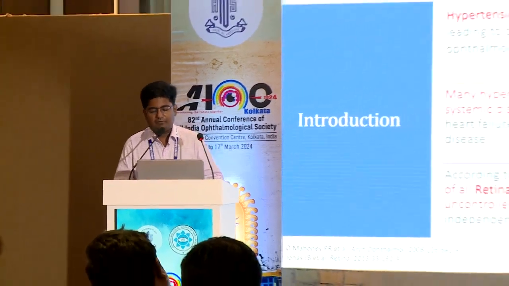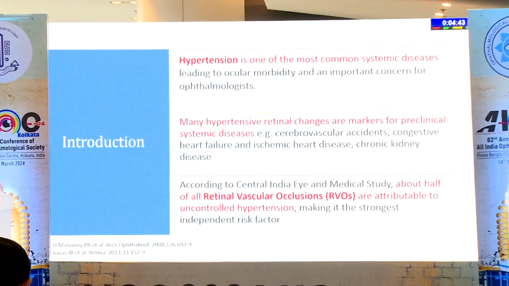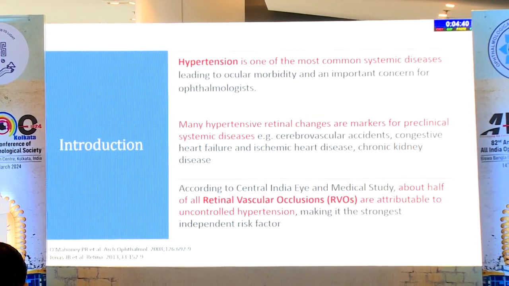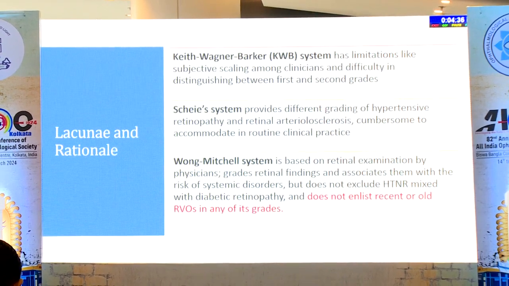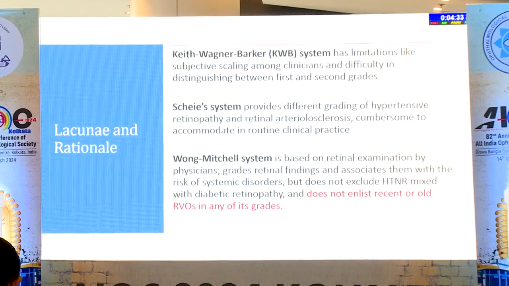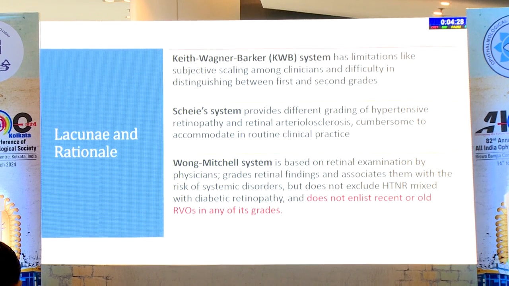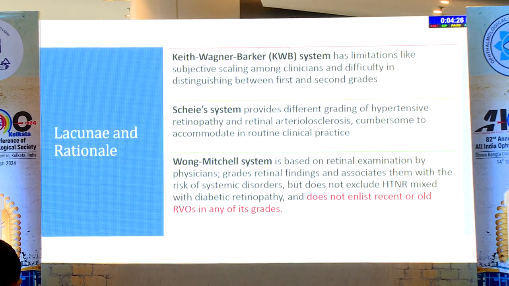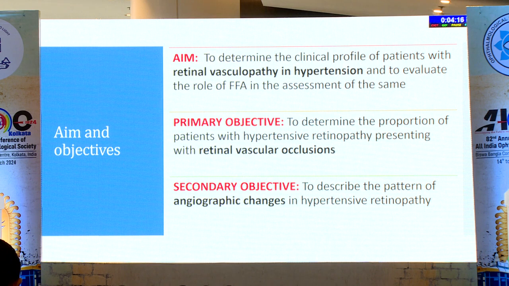So hypertension is one of the most common systemic diseases, a marker for preclinical comorbidities, and about half of all retinal vascular occlusions are attributable to uncomplicated, uncontrolled hypertension. Existing classification systems for hypertensive retinopathy have their own limitations, including not including retinal vascular occlusions into any of the grades of the hypertension. The aim of the present study was to determine the clinical profile of patients with retinal vasculopathy in hypertension, with special emphasis on retinal vascular occlusions and patterns of angiographic changes.